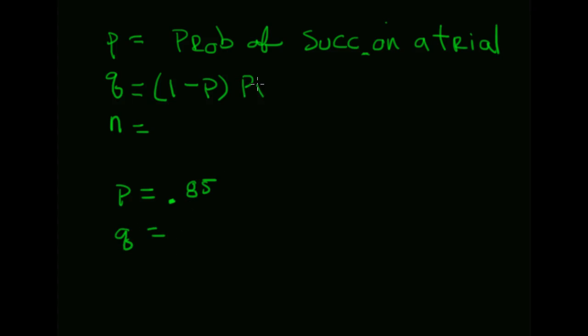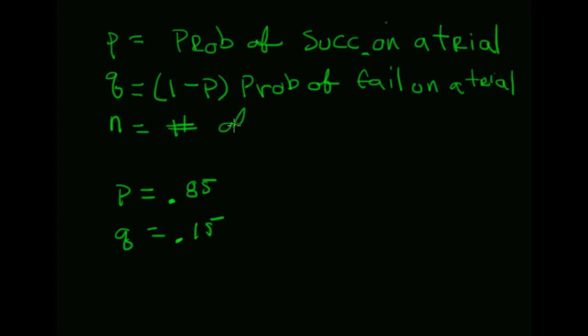Q then is the probability of failing on a trial. So if any adult has an 85% chance of knowing how to use Instagram, then there is a 15% chance that they will fail. 1 minus 0.85 gets me to 0.15. And N is the number of trials. In our example, we said we were going to do 5 trials.